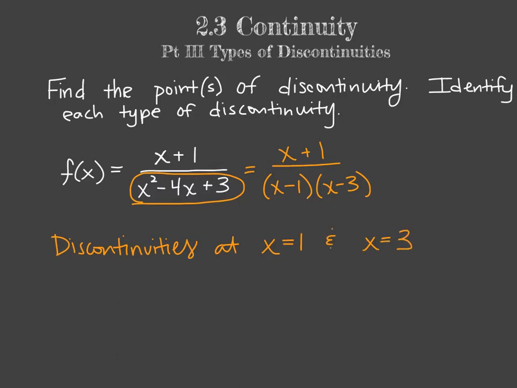Now, because there's no canceling and they just make the denominator 0 and nothing cancels out, both of these actually will be vertical asymptotes in our graph. And therefore, these are both infinite discontinuities. So this is an infinite discontinuity, and this one is as well. Let's take a look at the graph of this function just to confirm graphically.